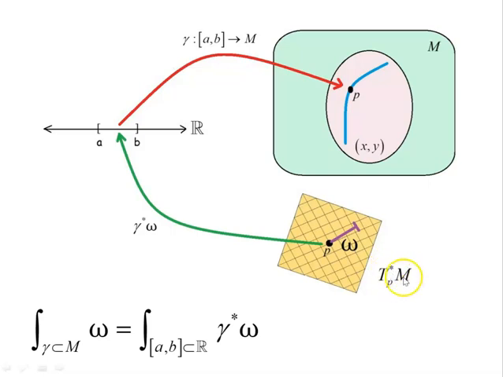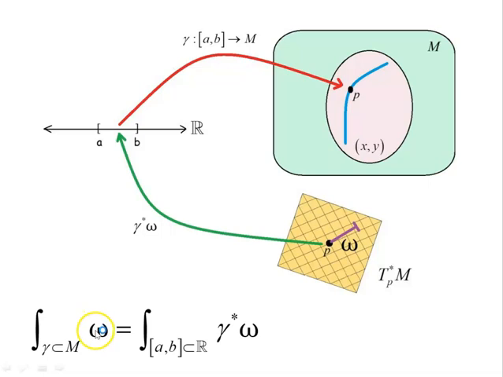T asterisk M, the cotangent space to the manifold M at the point P, and we have a one form on it, in our case here, and then we're going to pull that back along our curve gamma. So it pulls it back to the one form here that we can easily treat and integrate along this closed interval here.